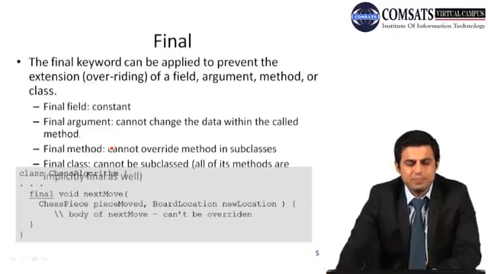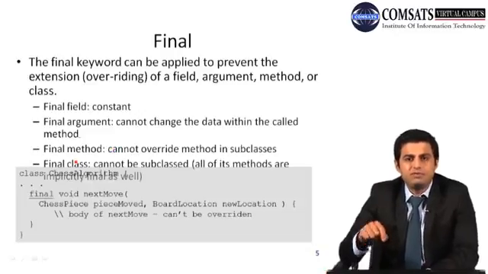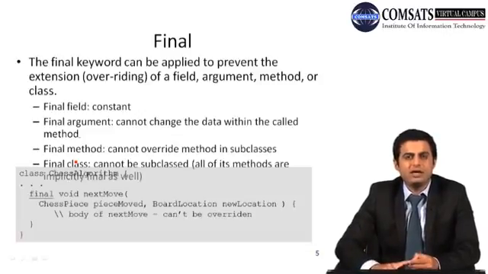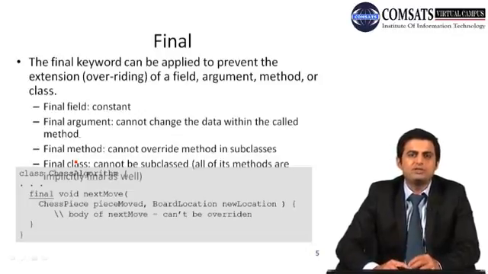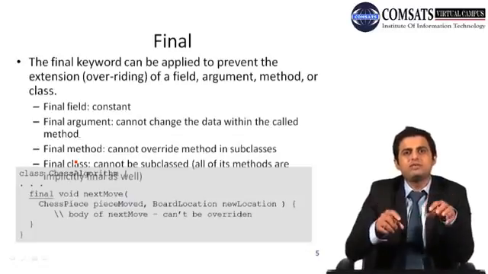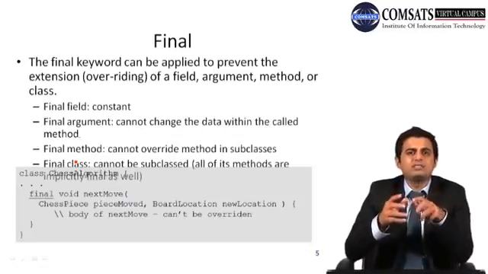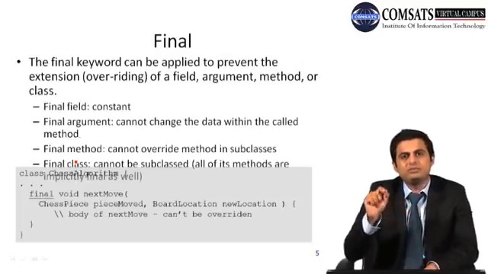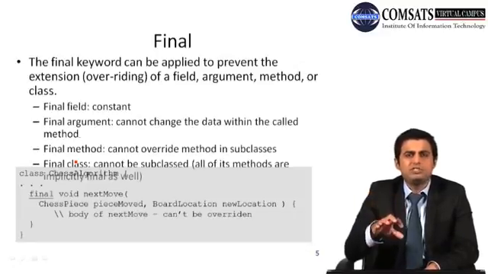Similarly, if you put the final word with a method, then you cannot override the method in subclasses. This is again an important concept. What it means is that I told you that if there is a method in the parent class, you can take it and override it. Override means that you can write it with the exact same name, but you can add some behavior to it. But if you have written the final keyword in the parent class with that method, then you cannot change it, or you're not supposed to change it. If you changed it, then you're going to get a compiler error.